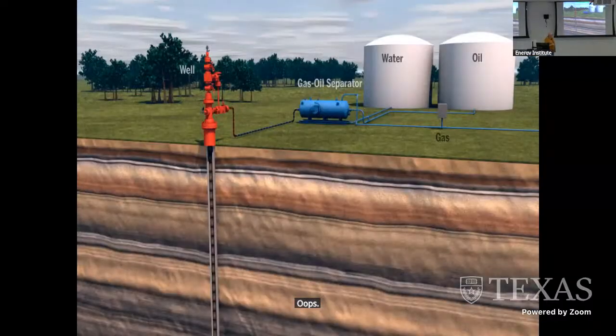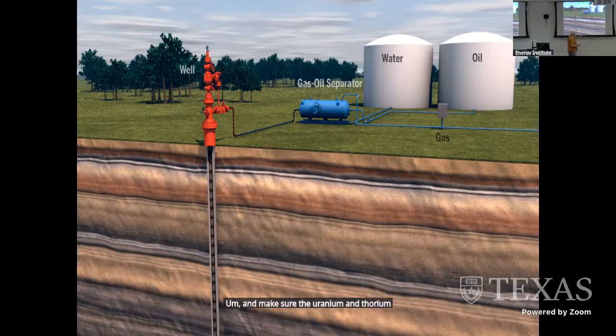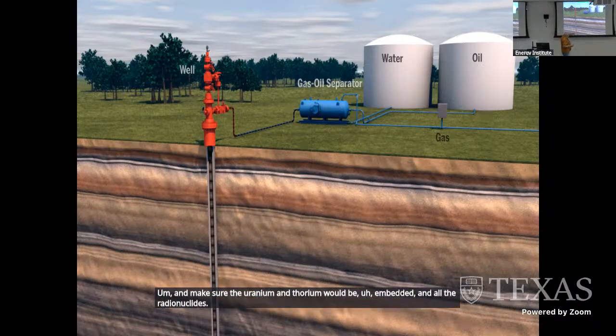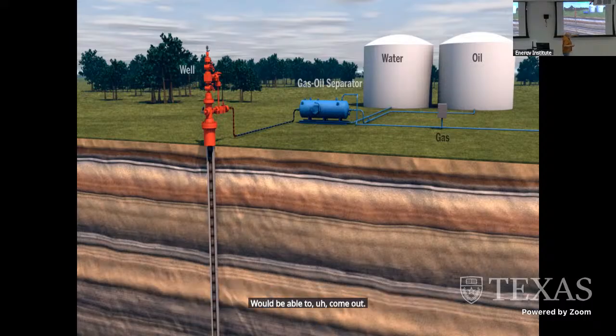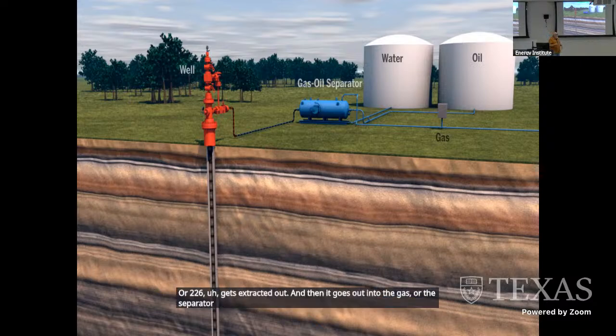Here we see an animation where the uranium and the thorium would be embedded, and all its radionuclides would be able to come out. The radium 2+, either as radium-228 or 226, gets extracted out, and then it goes out into the gas oil separator, the water, the oil, and also goes down.